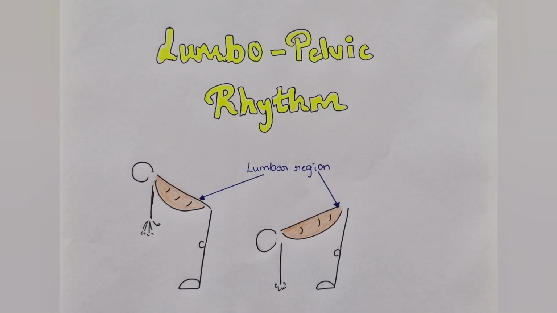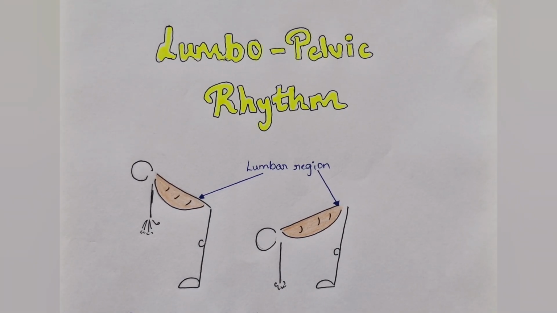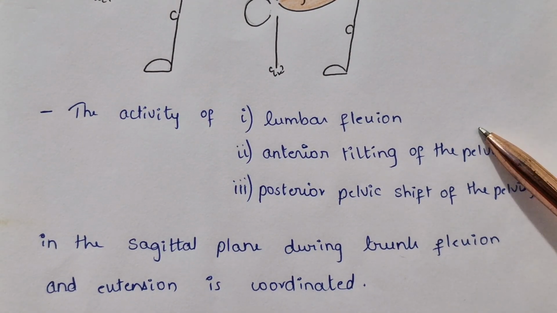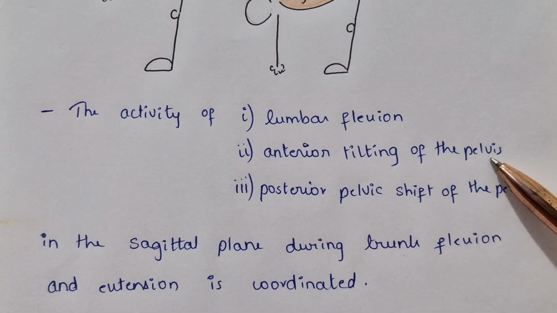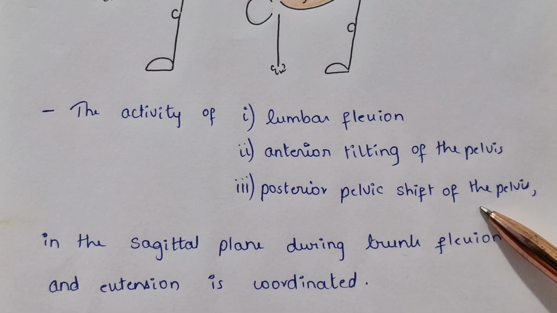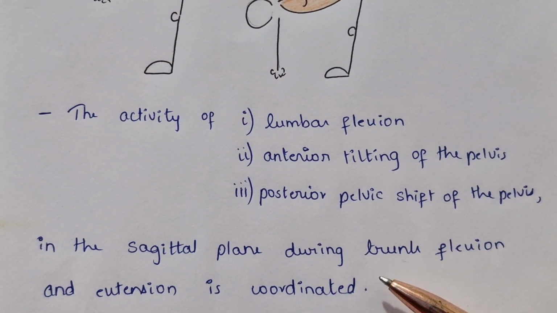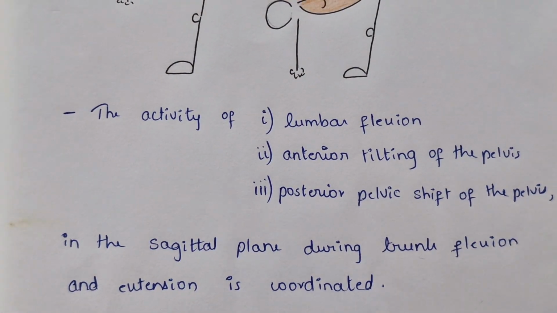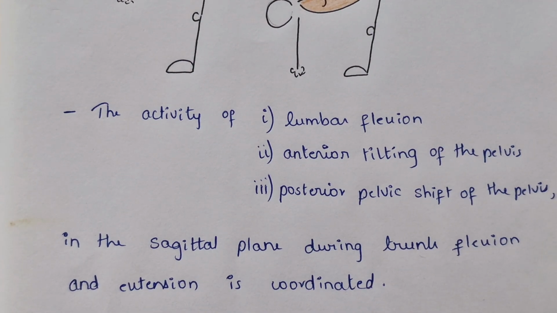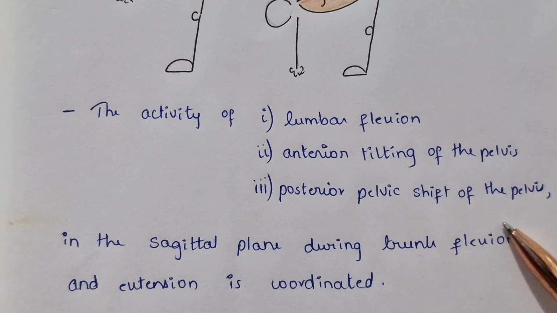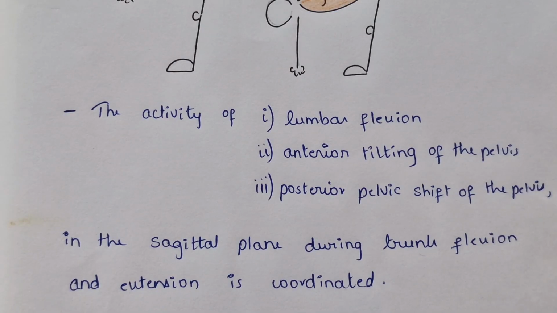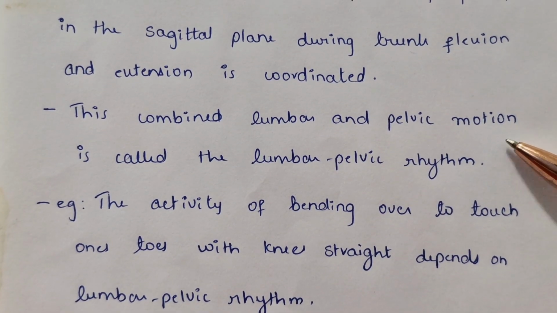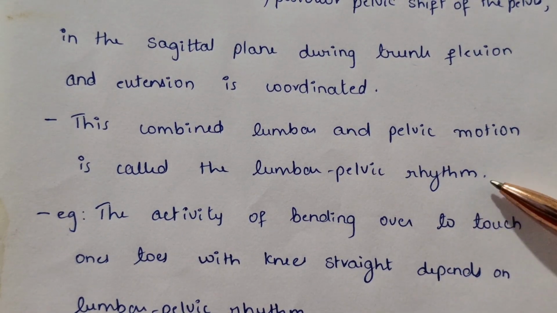Now let's study what is the lumbo-pelvic rhythm or the lumbar pelvic rhythm. The activity of lumbar flexion, anterior tilting of the pelvis, posterior pelvic shift of the pelvis in the sagittal plane during trunk flexion and extension is coordinated. Remember that in most of the textbooks, posterior pelvic shift of the pelvis is not mentioned. This combined lumbar and pelvic motion is called the lumbar pelvic rhythm.